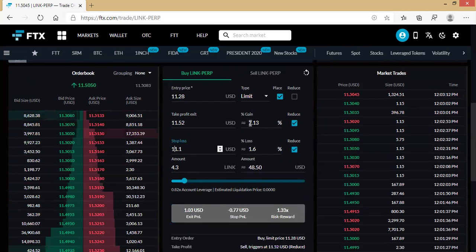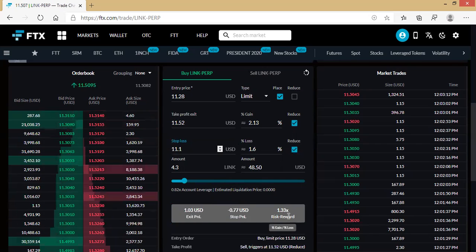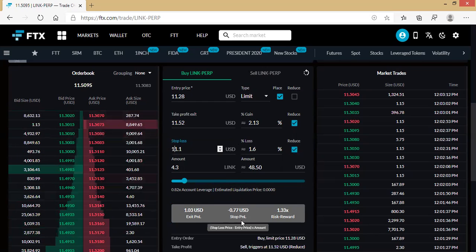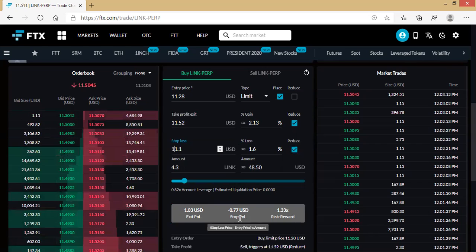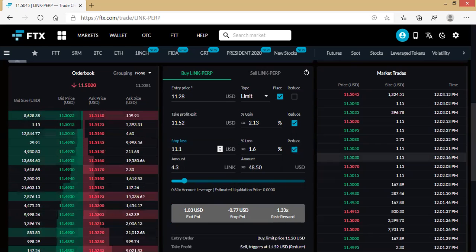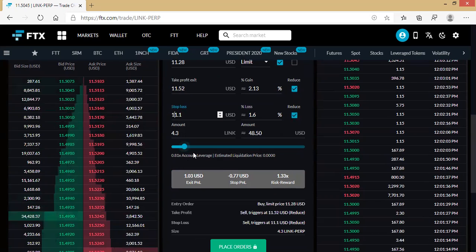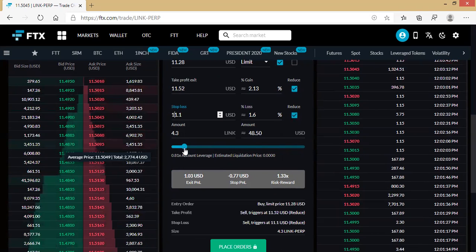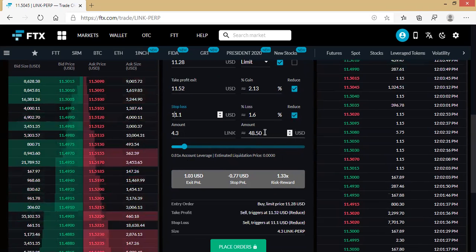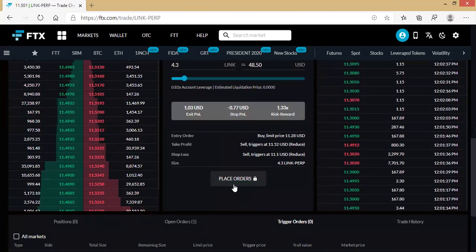So what it means is that the risk to reward ratio is actually 1.33. So I'm actually looking at making $1. In case market goes against me, I stand a chance of losing how much? 77 cents. So it's actually a good trade. Then I go right ahead and drag this. If I want to use all the funds I have there, I could just drag it, or maybe I put the amount I need to use for the trade. Then once I'm done, I go right ahead and place my orders.